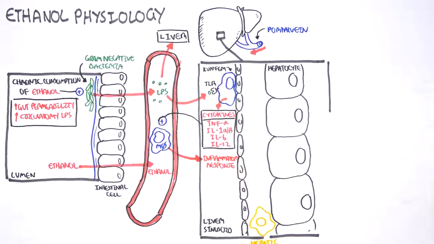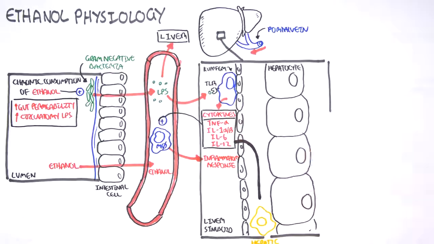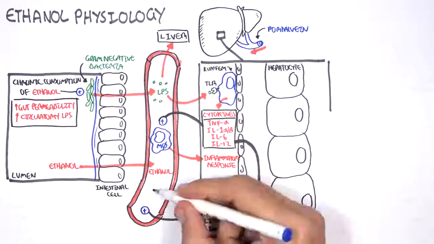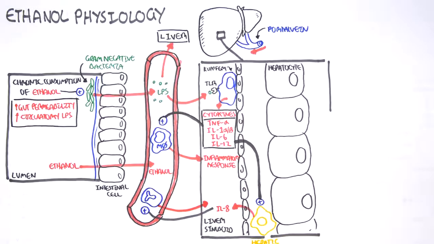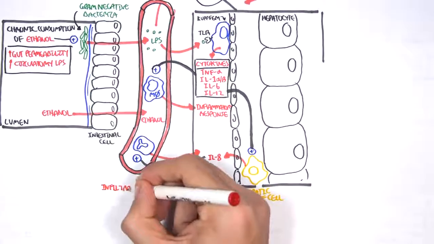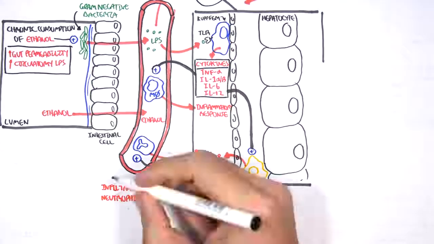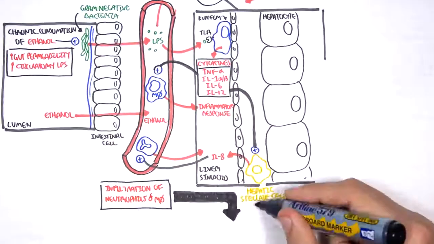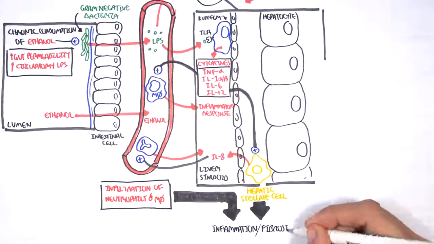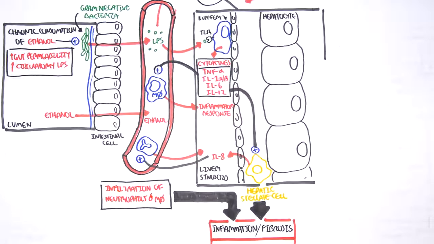The cytokines also stimulate hepatic stellate cells to become activated and to secrete interleukin-8, an effective chemotactic agent for recruiting circulating neutrophils, which will further enhance the inflammatory response. So infiltration of neutrophils and macrophages together with hepatic stellate cell activation leads to inflammation as well as fibrosis. The stellate cells, when activated, become myofibroblasts and begin producing a lot of collagen, which is the culprit for fibrosis.